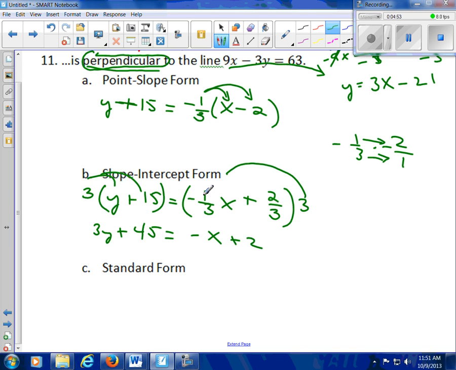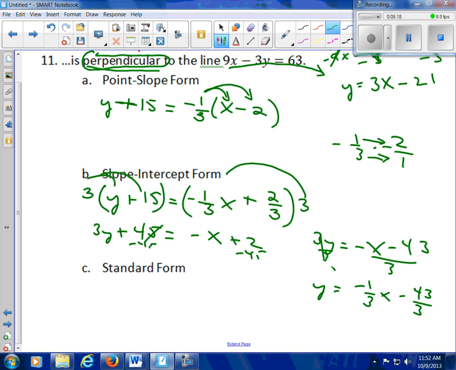A positive times a negative still gives me a negative. A positive times a positive still gives me a positive. So now that I have that, let me just get y by itself, subtract 45 on each side, and I'm going to get 3y equals negative x minus 43. Divide both sides by 3 to get y by itself, and I'm going to get negative 1/3 x minus 43 over 3. That is my equation in slope-intercept form.